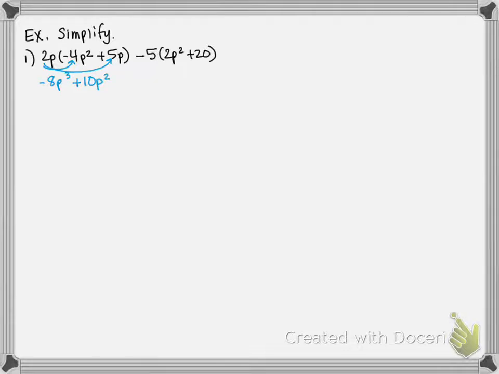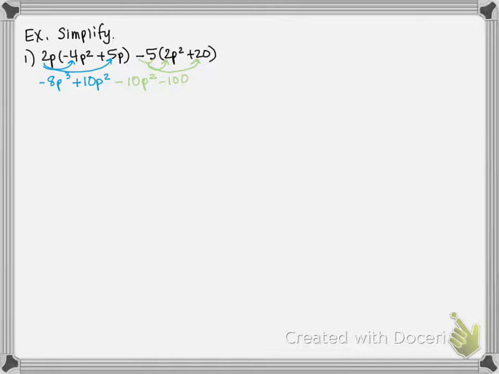Now, this is the one you've got to watch out for. This is minus 5, it's negative 5. So we're going to distribute a negative 5 times 2p squared. So that's going to give me negative 10p squared. And then we're going to multiply negative 5 times 20. That's going to give me negative 100.